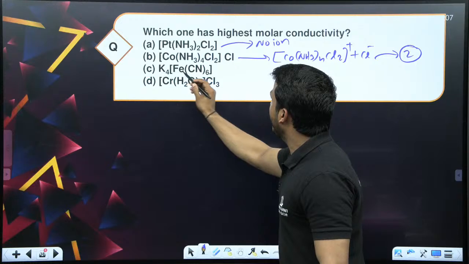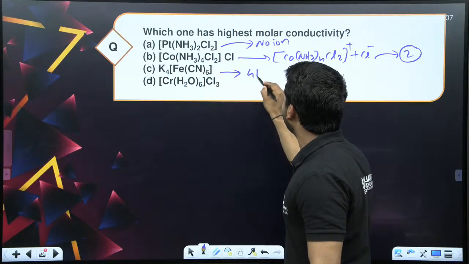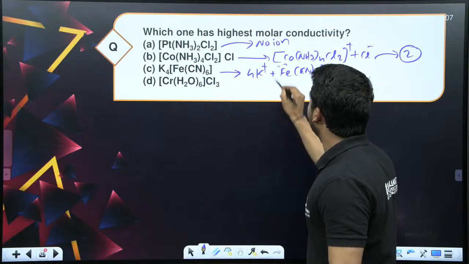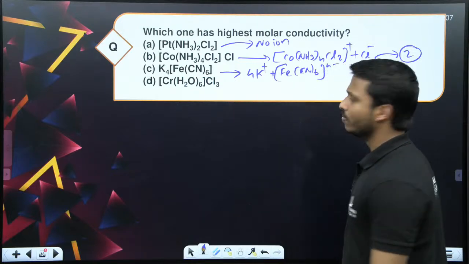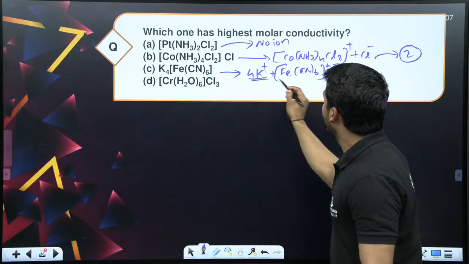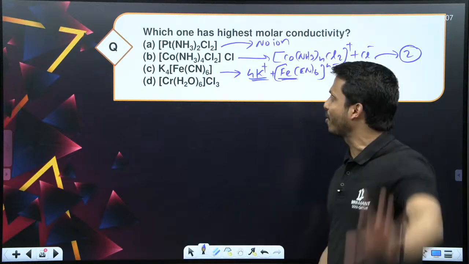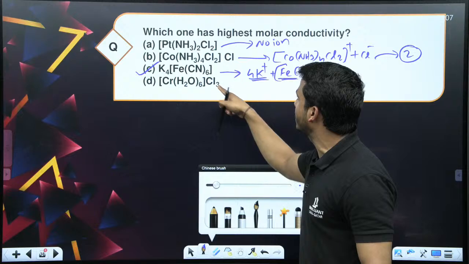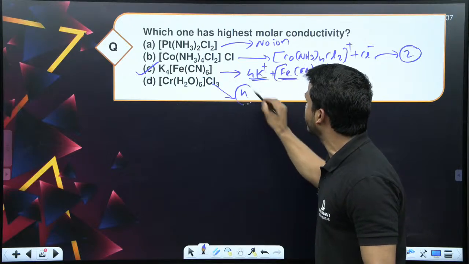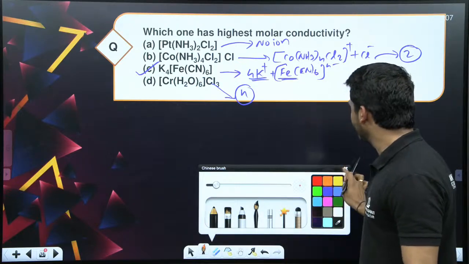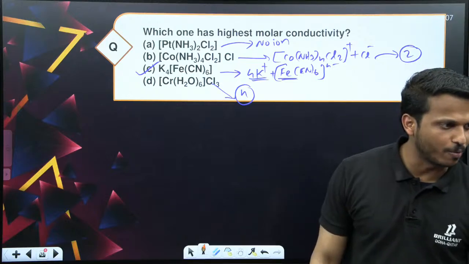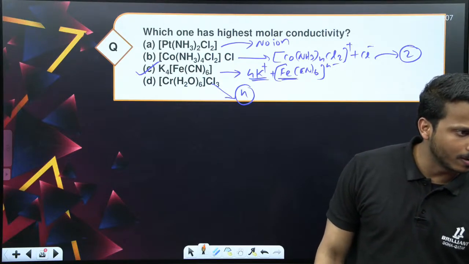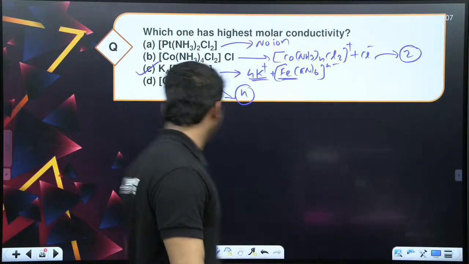What about this one, K4Fe(CN)6? I think 4K plus and Fe(CN)6 4 minus. So dear all, this complex produces 4 plus 1, a total of 5 ions. And this one will give you 3 plus and 3 Cl minus, a total of 4 ions. Yes, option C is the one giving the most number of ions. Yes, Sabil has already given the correct answer. Very good, all of you.